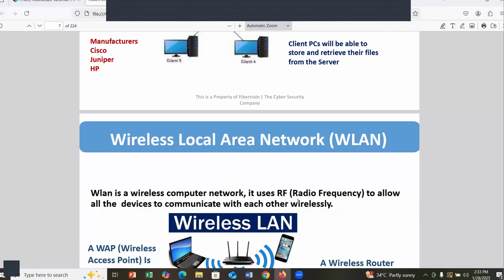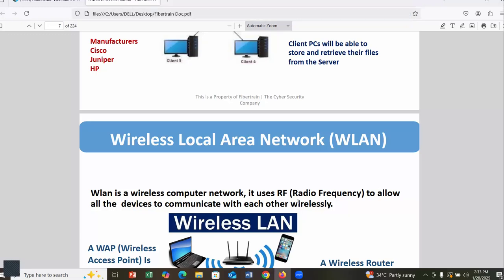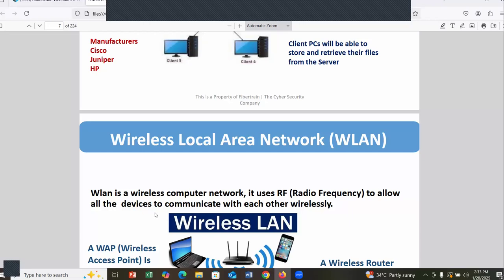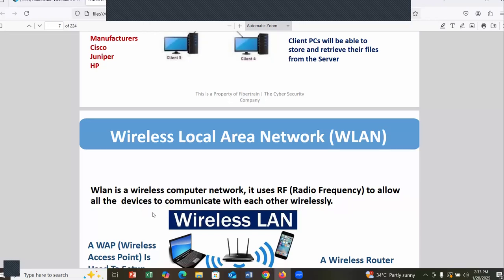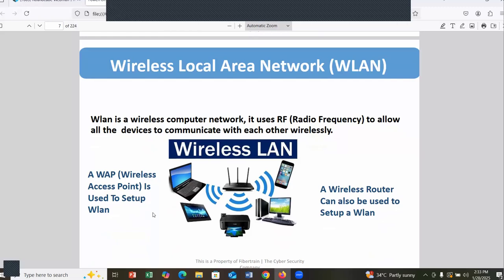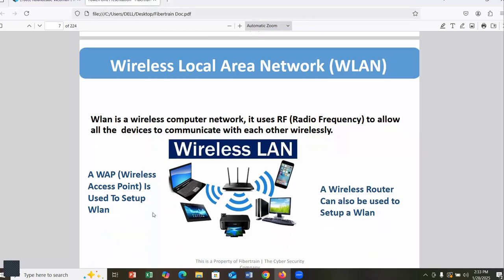So basically, when we're talking about a WLAN and a LAN, they are the same thing. But the main difference between WLAN and LAN is that a LAN uses cable and a WLAN is wireless. So a WLAN is a wireless computer network which uses RF, a radio frequency, to allow all the devices to communicate with each other wirelessly.